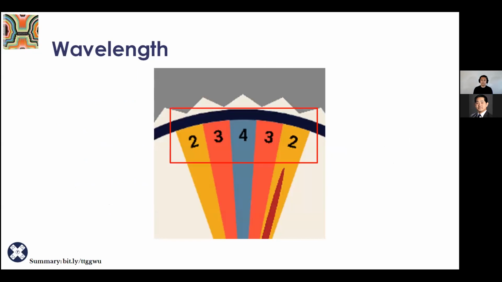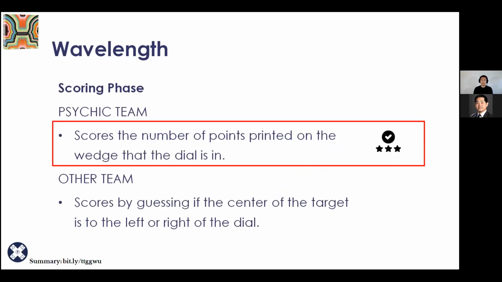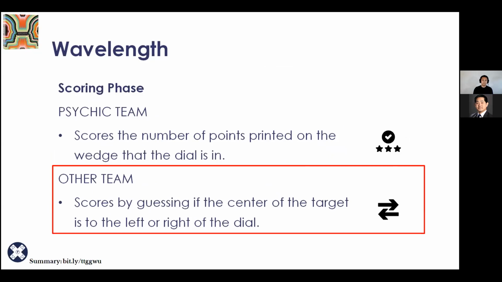So here's an example of that again. In this case, the arrow is pointed at 2, so the active team is going to score 2 points. As the psychic team, you're going to score the number of points that is printed on the wedge that the dial is in. Pretty simple over there. However, this is what's really cool about Wavelength.